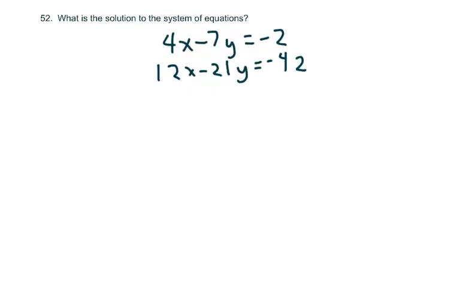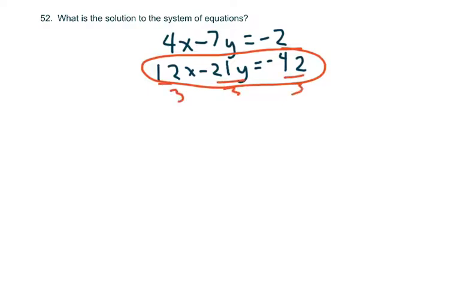Okay, what's the solution to this system? Well, the first thing I notice right away is that this is a multiple of something. So I can divide each of these pieces by 3. So that's what I'm going to do. When I do that, I get 4x minus 7y equals -42. Now I'll put my other one back on top.